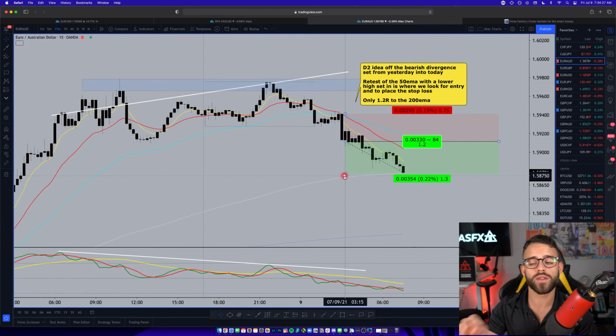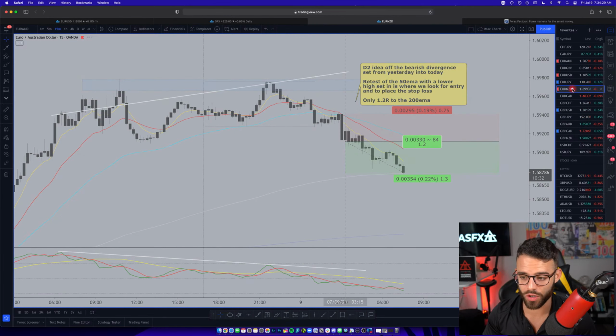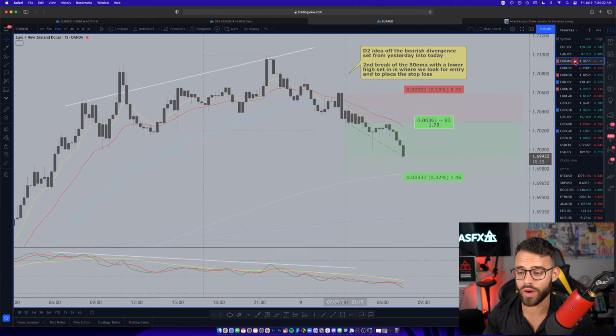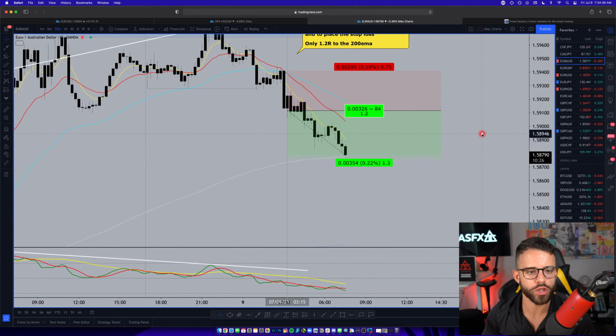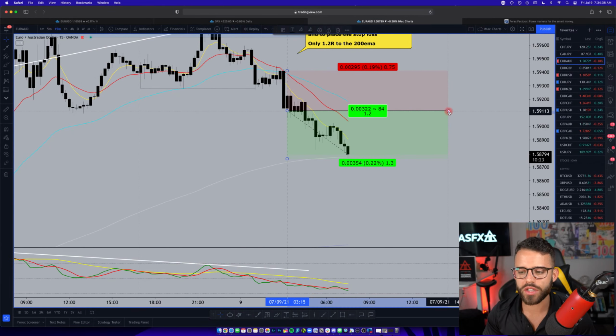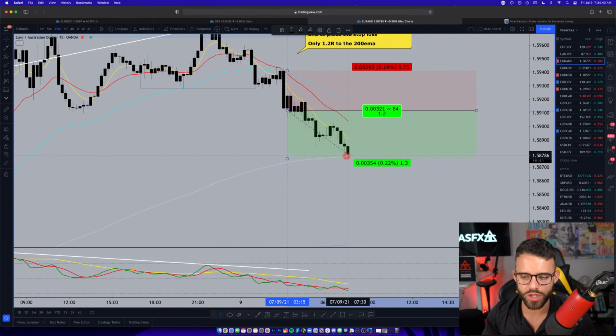If this had the risk reward that you have over here on Euro NZD, then it would be a really, really great D2. Here, however, and really on any D2, what you're going to watch for is, does it body the 200 EMA? You see how it's throwing a pin to it right now?